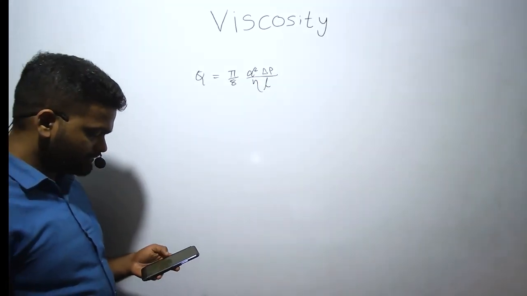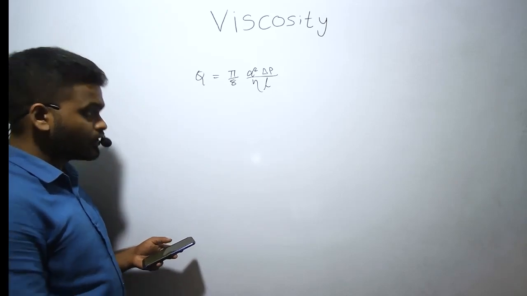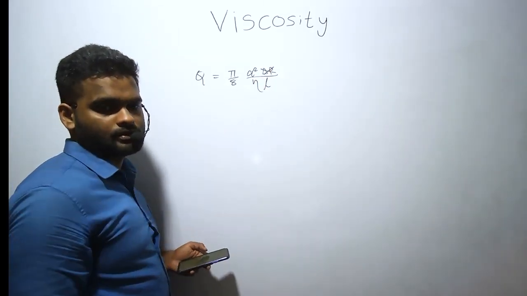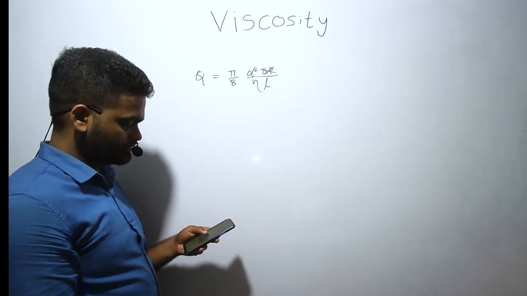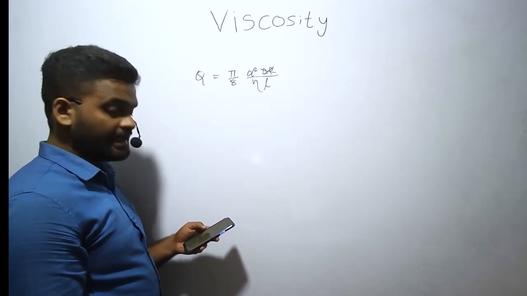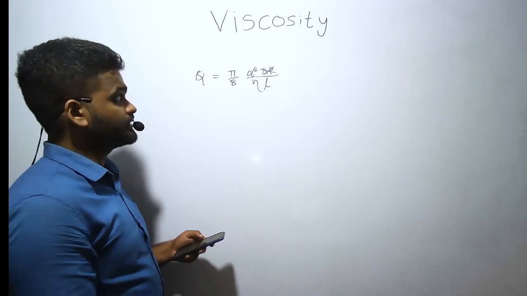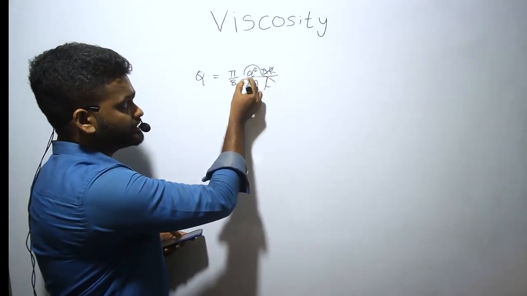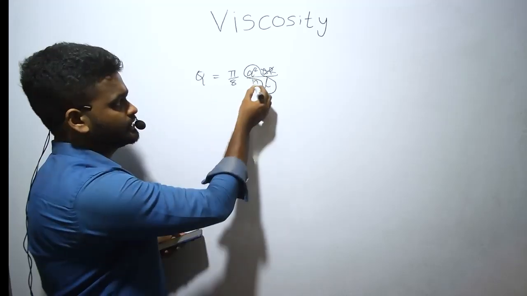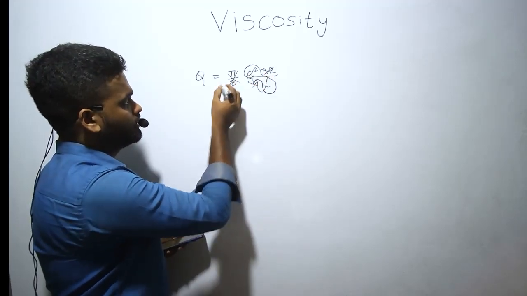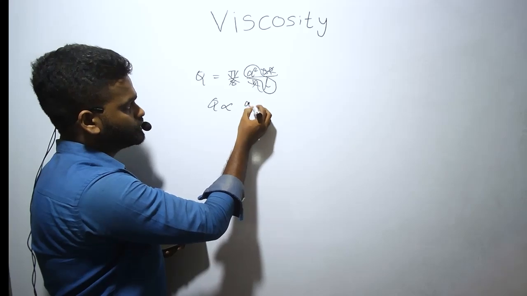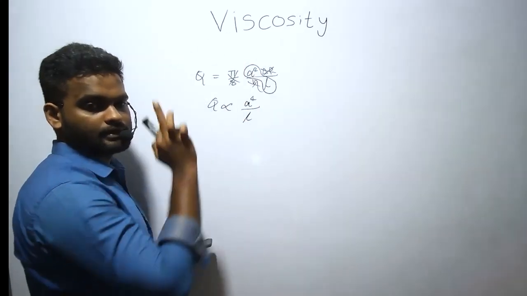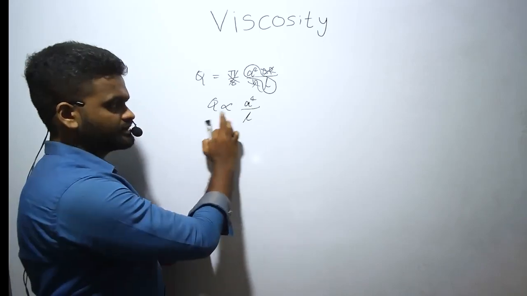So what are the variables? Constant pressure head, meaning delta P is constant for both. Length and diameters are the variables, right? Diameter means radius. These are the variables. Then Q is proportional to A to the power 4 divided by length. Got rid of all the terms there, right? This is the proportionality.